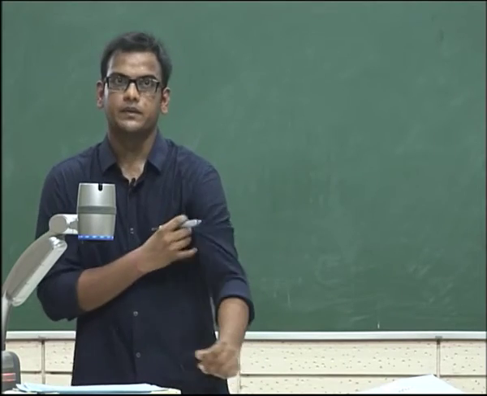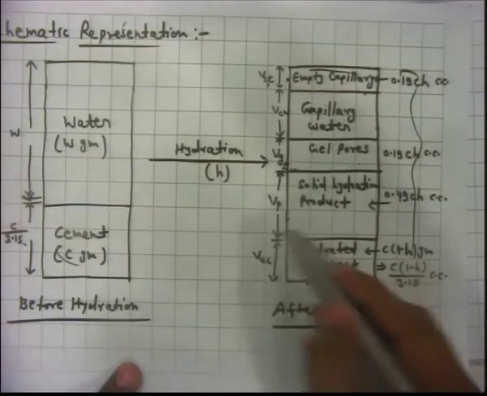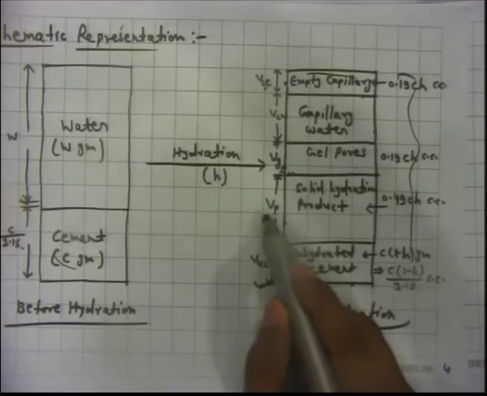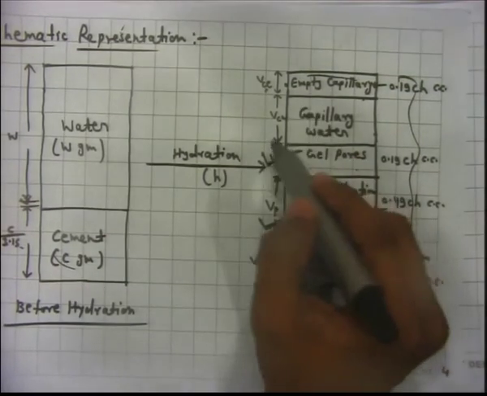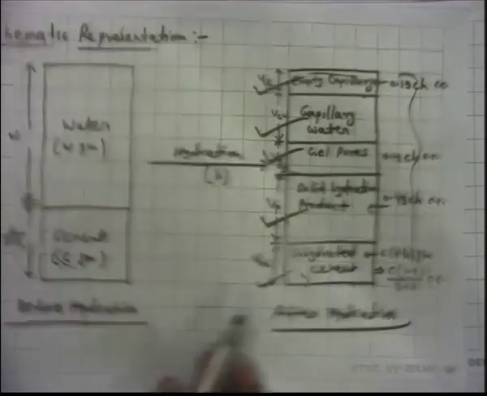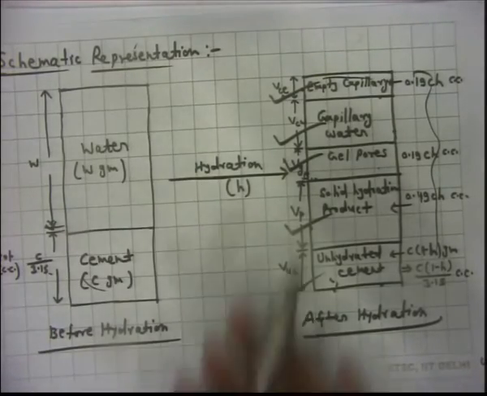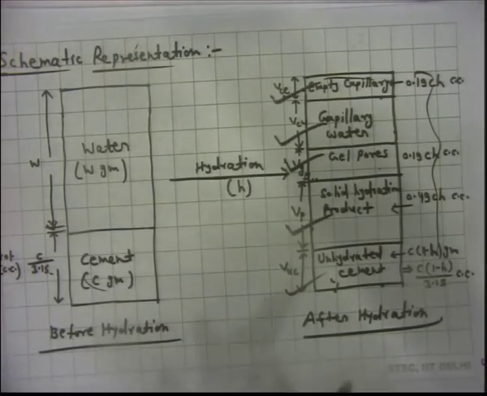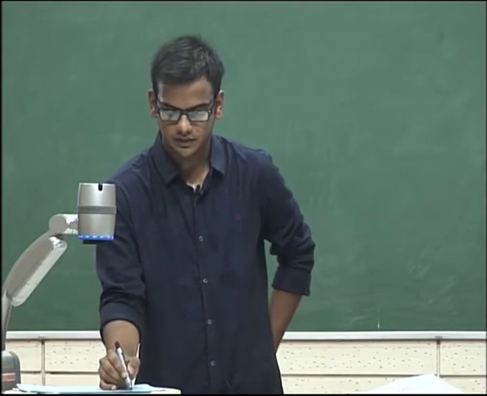Up to here we have calculated all the volumes of these phases. We have calculated the volume of unhydrated cement, then the volume of solid hydration product, the gel pores volume, and we have known the capillary water and the empty capillary spaces. All these volumes we have calculated. We know the original volume, the volume of cement, the volume of water, and the degree of hydration. This whole discussion is taking place for the degree of hydration H. Now comes the porosity part.